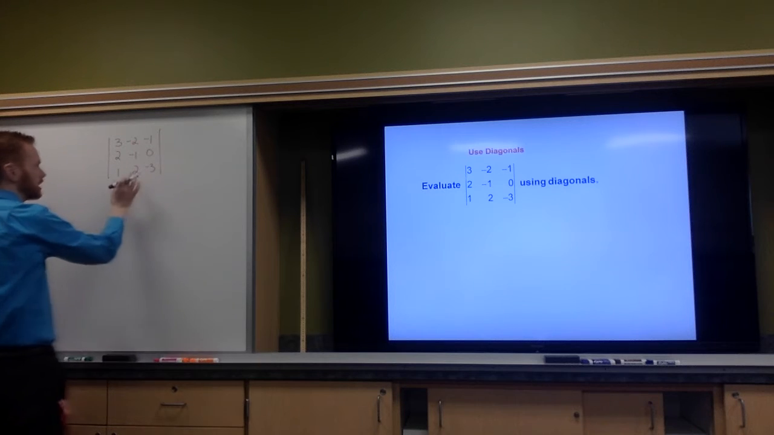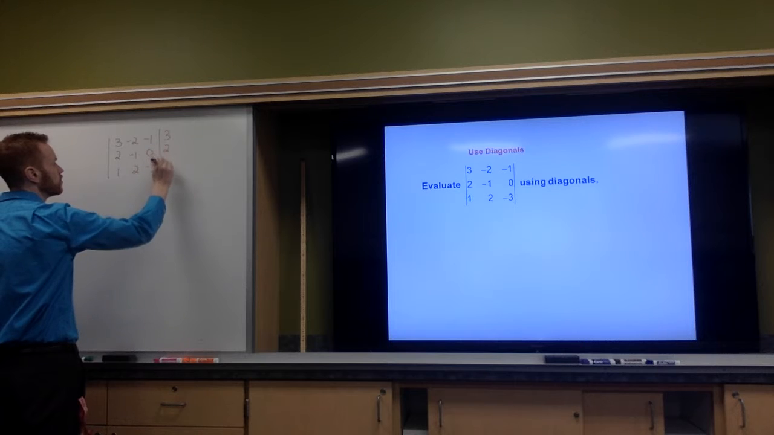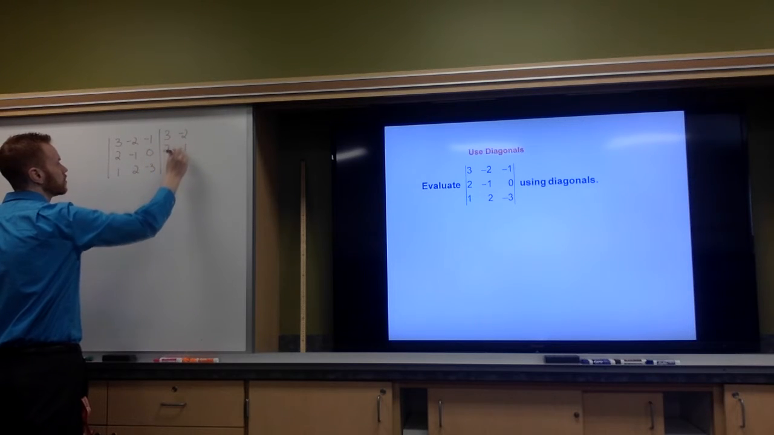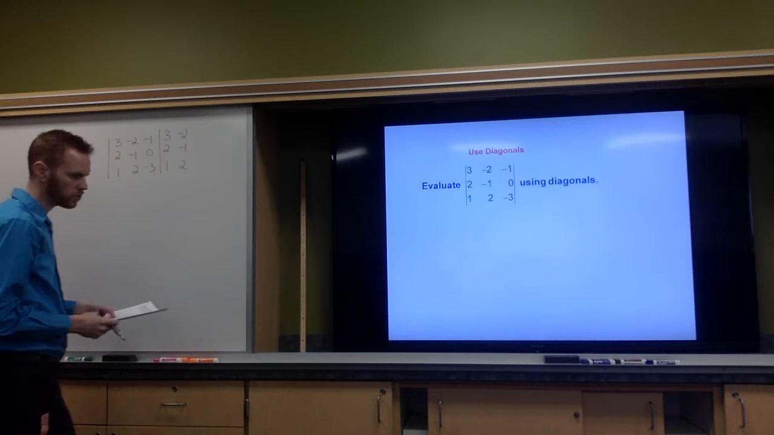Our first step is to take these first 2 columns and write them over here. So 3, 2, 1, negative 2, negative 1, 2. See how I just rewrote those? Now, should I use a different color?